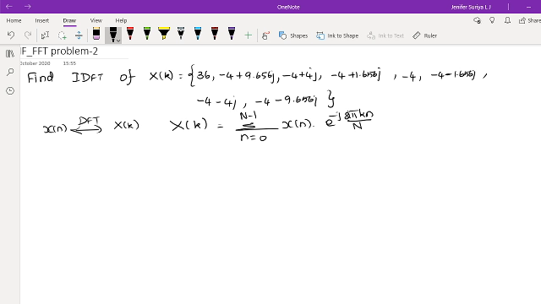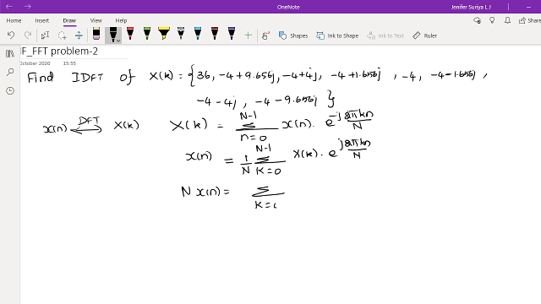Now, I am selecting the IDFT representation: x of n is equal to summation k equals 0 to N minus 1 X of k into e power j 2 pi k n by N into 1 by N. Even in this formula, I can do the cross multiplication with this N, and represent N into x of n as equal to summation k equals 0 to N minus 1 X of k into e power j 2 pi k n by N.